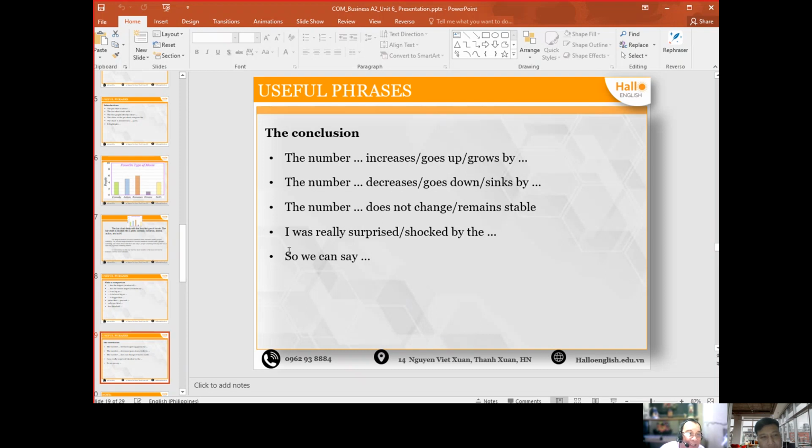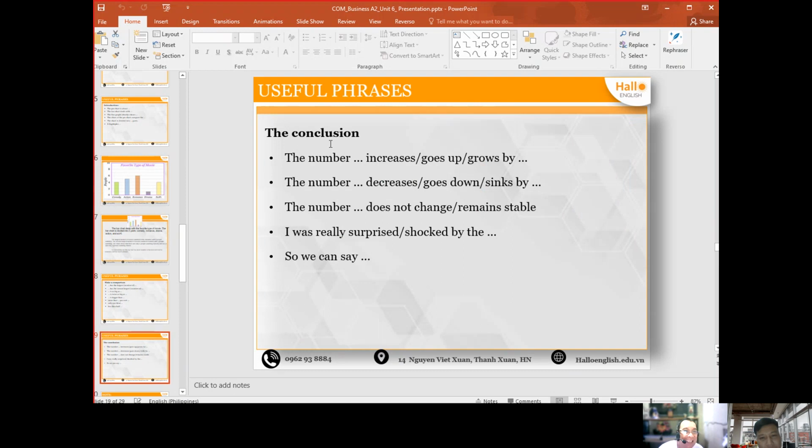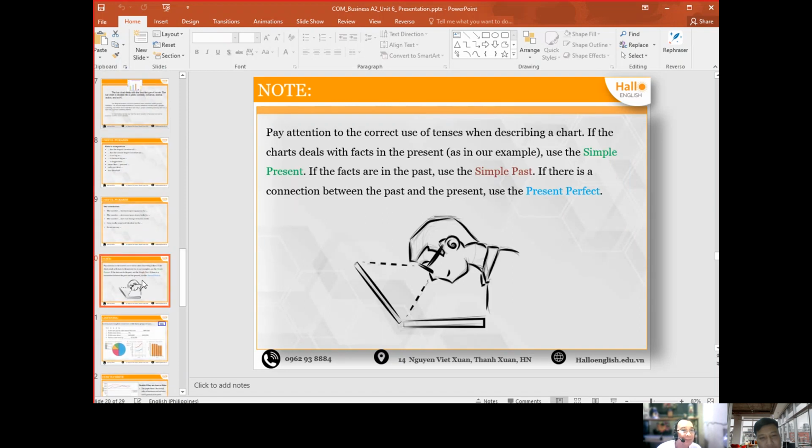Or you may also say, I was really surprised, or shocked, by the number of people watching drama. That means there are only a few people watching drama. So that is to report a conclusion.